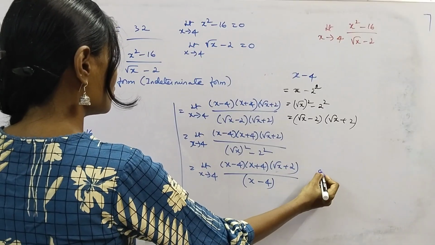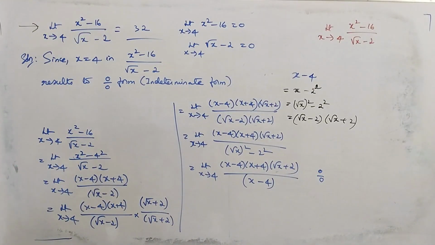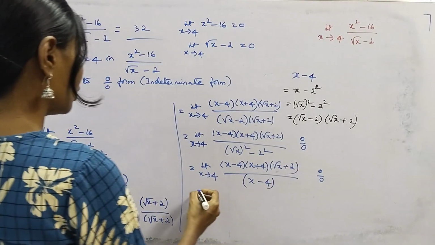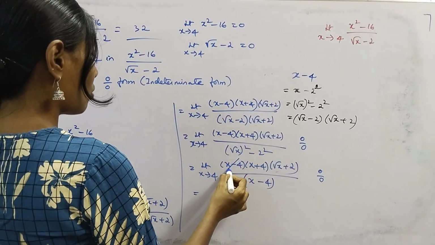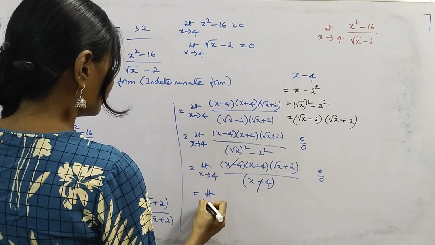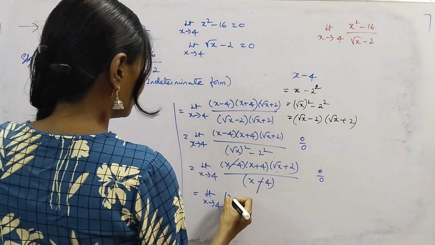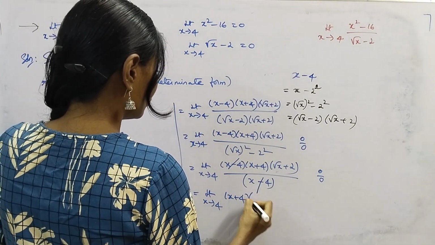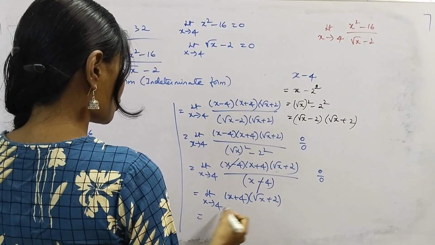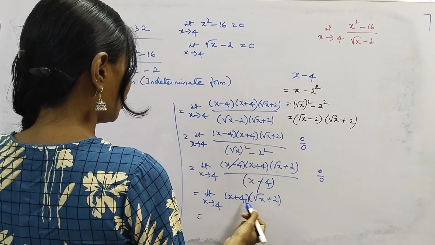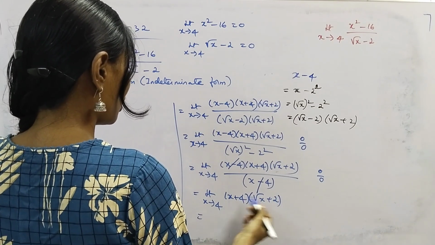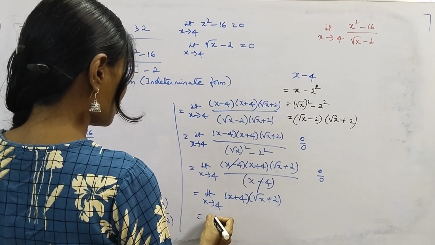See, this is in 0 by 0 form, right? We all know that. And this is also in 0 by 0 form. Okay. So now cancel the common factors, which is x minus 4. Right. Now use the direct substitution method. You'll get 4 plus 4, 8. Square root of 4 is 2. 2 plus 2 is 4. 8 into 4, 32. You'll get the same thing.